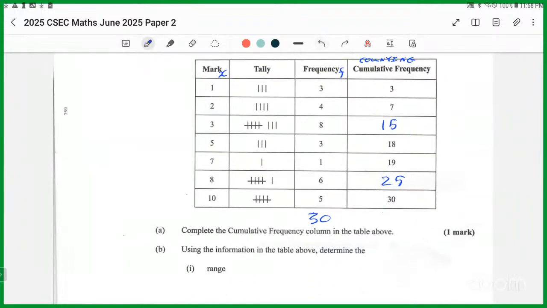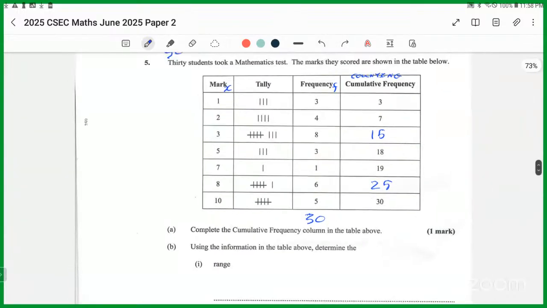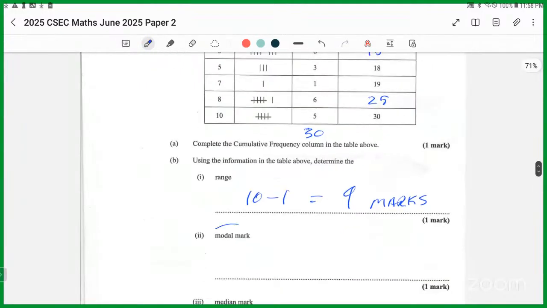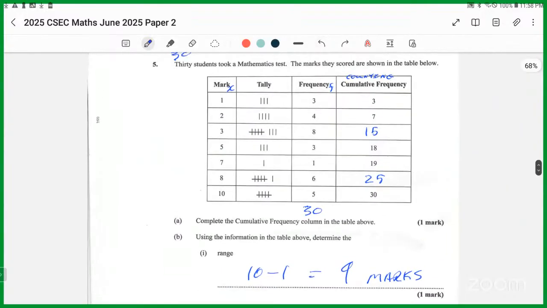Next part says, using the information in the table, determine the range. The range is the spread of the data: the largest value minus the smallest value. 10 minus 1 is 9 marks, so 9 marks is the range. Next question asks for the modal mark, the one with the highest frequency, the one that occurs most frequently. 8 is the highest frequency. The modal mark is 3 marks.